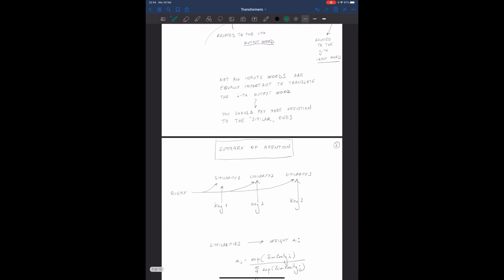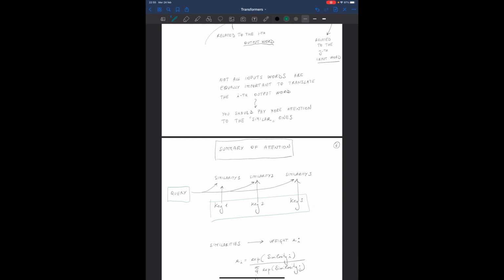So let's summarize our attention mechanism. We start from some keys. We have K1, K2, K3. We have our external query. We can have even more than one query, as I mentioned before. Given the keys and our external query, we compute our similarities: similarity 1, similarity 2, similarity 3, and so on and so forth.